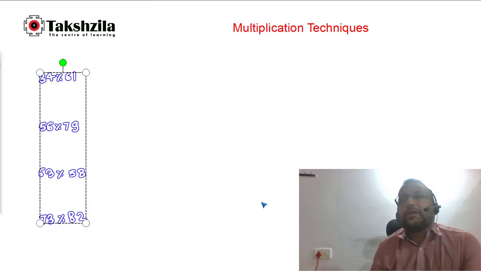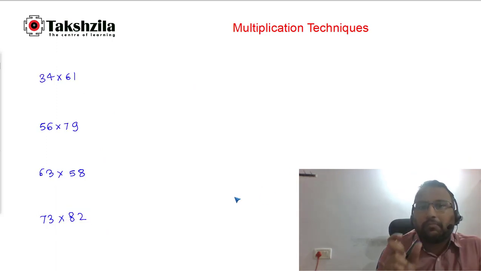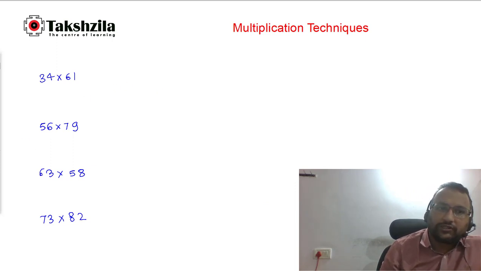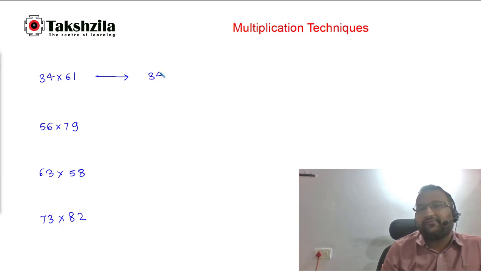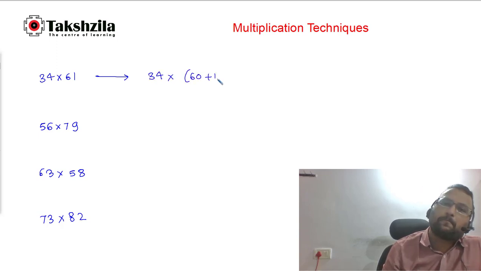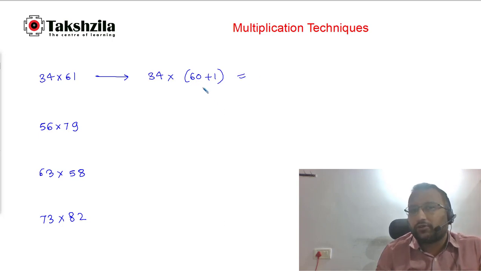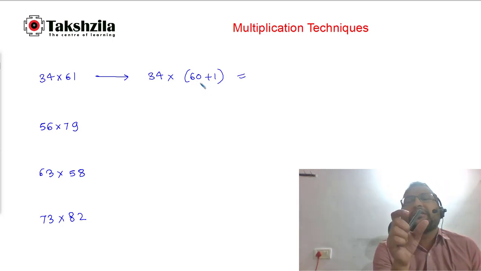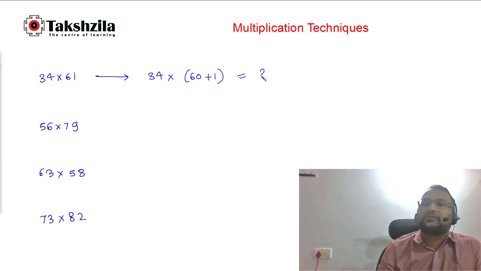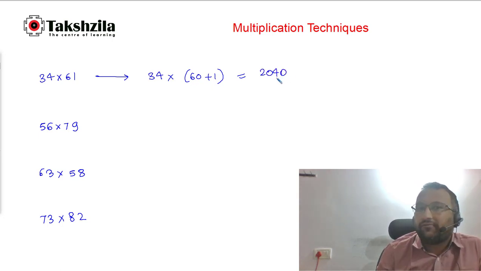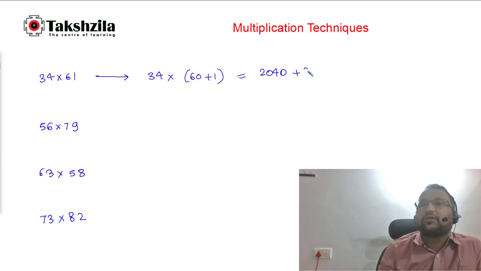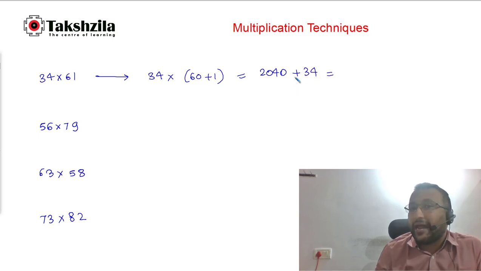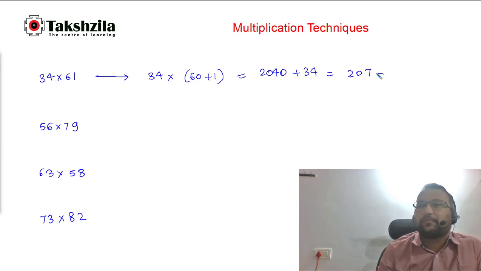Let's try these 4 multiplications. Now the method is breaking the number. So the first multiplication is 34 into 61. Over here we can write this as 34 into 60 plus 1. So now 34 into 60 is how much? 34 into 6 is how much? 180 and 24, that is 204. That is 2040. This is 34 into 60. You should be able to do this multiplication orally. Then plus 34. This addition becomes how much? 2040 plus 34 is equal to 2074.